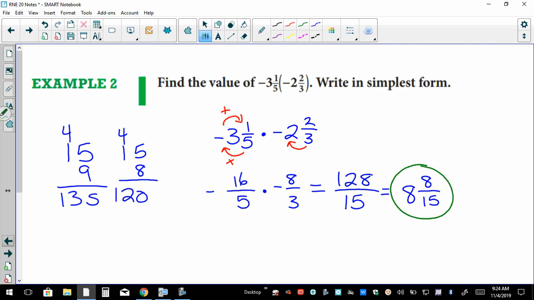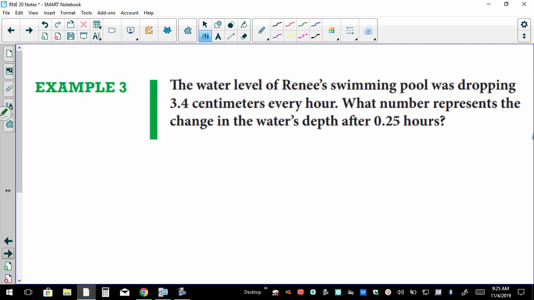Okay. So when you have mixed numbers, you just make them improper, multiply across like you normally would, and reduce your fraction. Pretty simple. Positive and negatives, that's the thing you need to worry about mostly, is what's your answer going to be. Okay. Next one. Work on this one on your own for a few minutes, and then we'll talk.